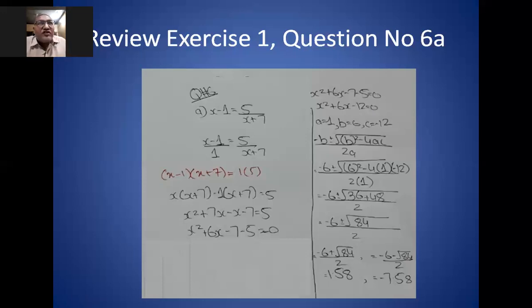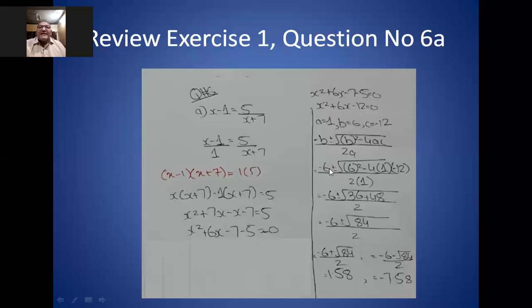You know the coefficient of x squared is known as a, the coefficient of x is b, and the constant term is called c. So the a here is 1, the b here is 6, and the c here is minus 12. So we will apply the quadratic formula: x equals minus b plus minus under root b squared minus 4ac, whole divided by 2a. I will substitute the values of a, b, and c into this formula.